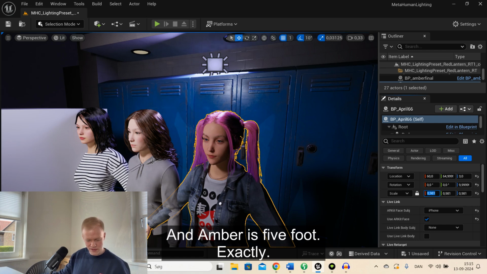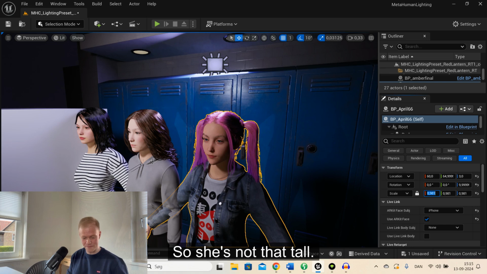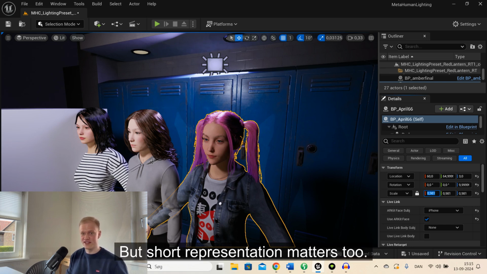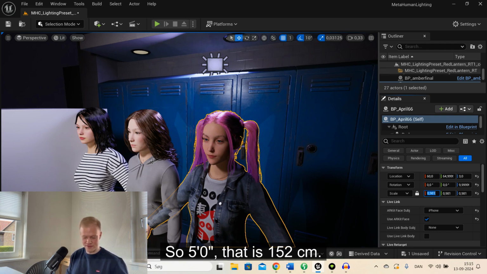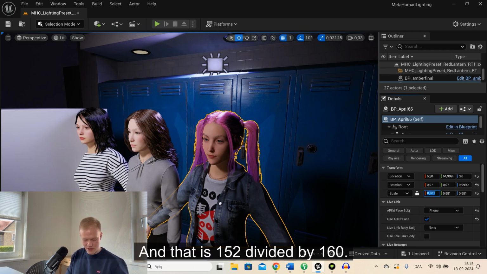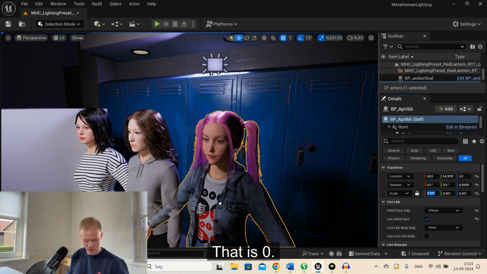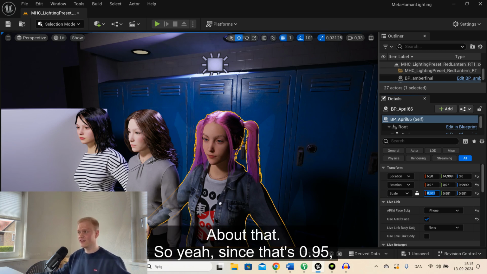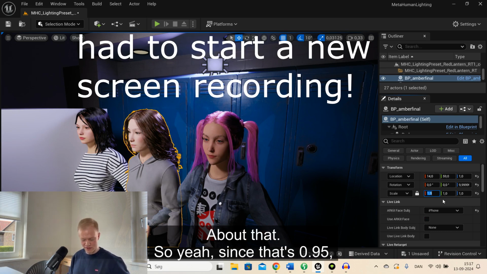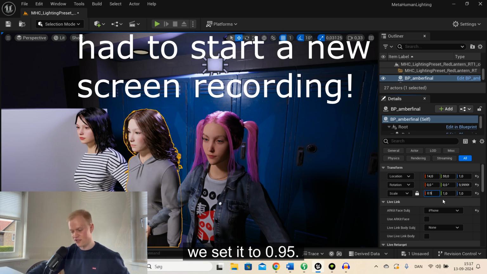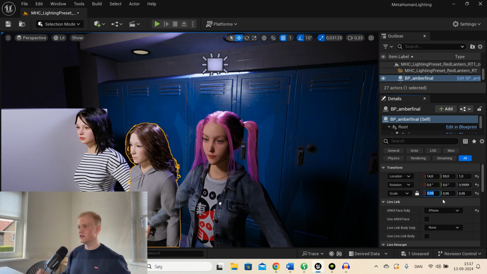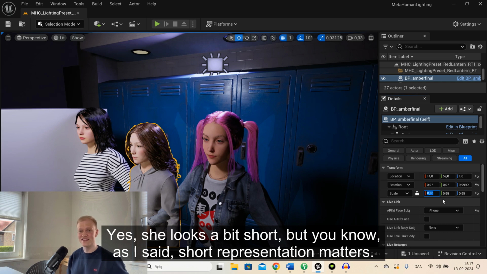Amber is 5'0", 5 foot exactly. So she's not that tall, but short representation matters too. So 5'0" is 152 centimeters. So we calculate that, 152 divided by 160, that is about 0.95. So since that's 0.95, we set it to 0.95. Yes, she looks a bit short, but as I said, short representation matters.